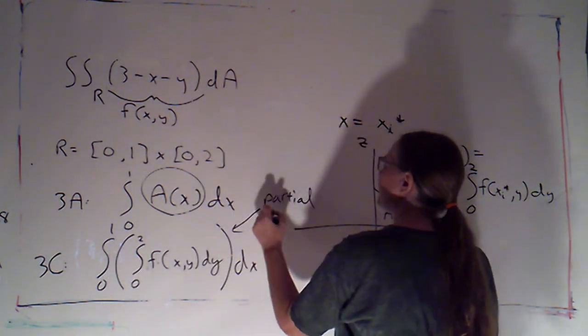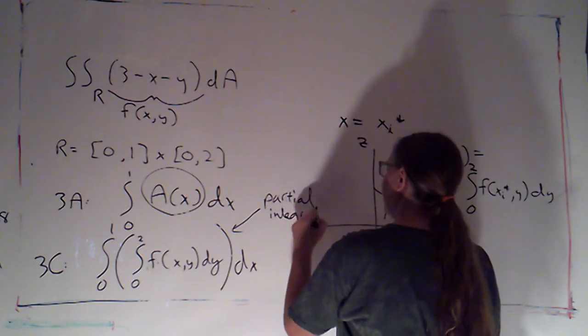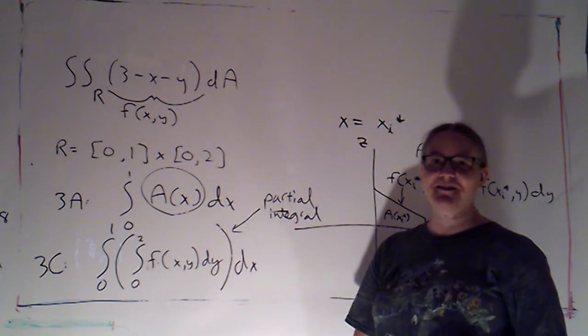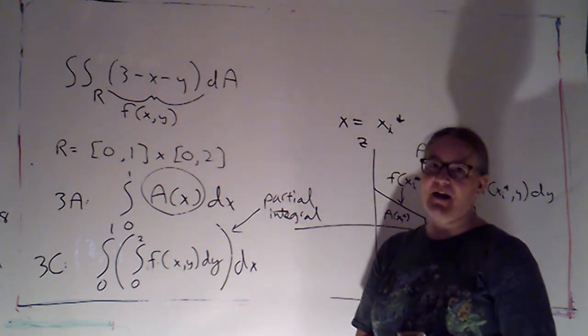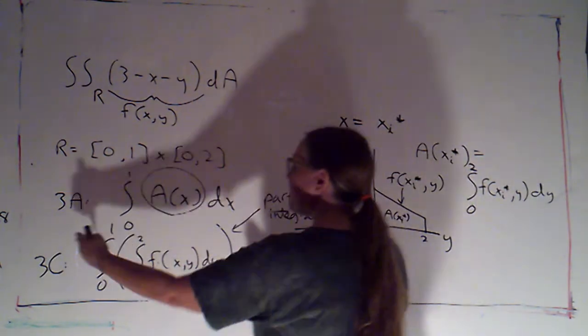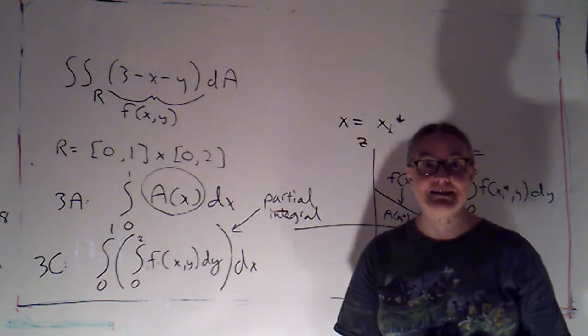But this inside integral, we actually call a partial integral. It's just like a partial derivative. I take my function of two variables, I hold one of the variables constant, and I integrate with respect to the other variable. And so I can do that. That's going to be our 3C method.